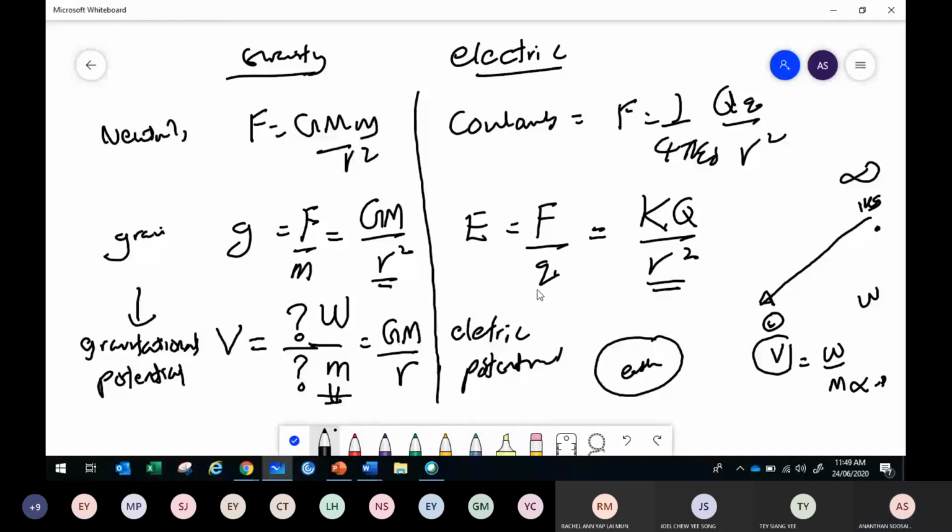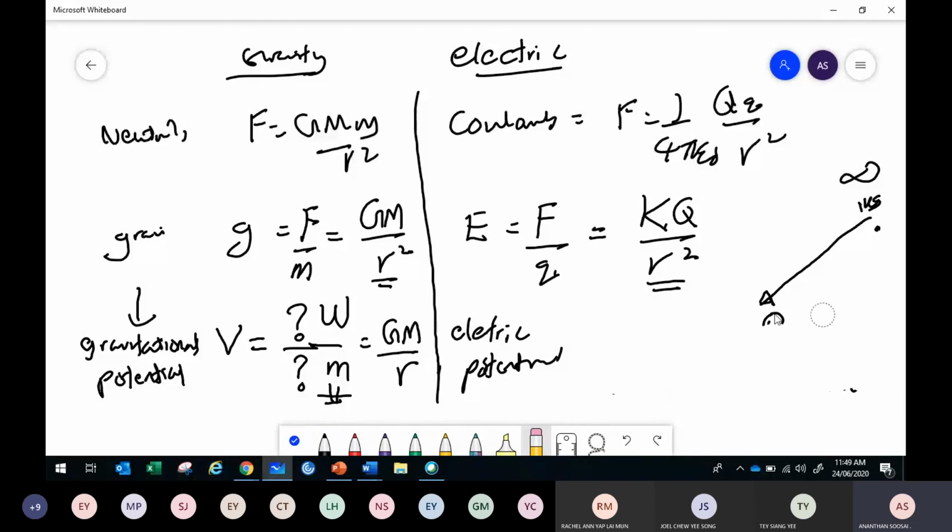Now, can you tell me what electric potential is going to be? Similar. What is the formula for electric potential, and what is its definition? Electric potential is V. Again, V, electric potential. What over what will be the electric potential? And what do you think the final formula will be?